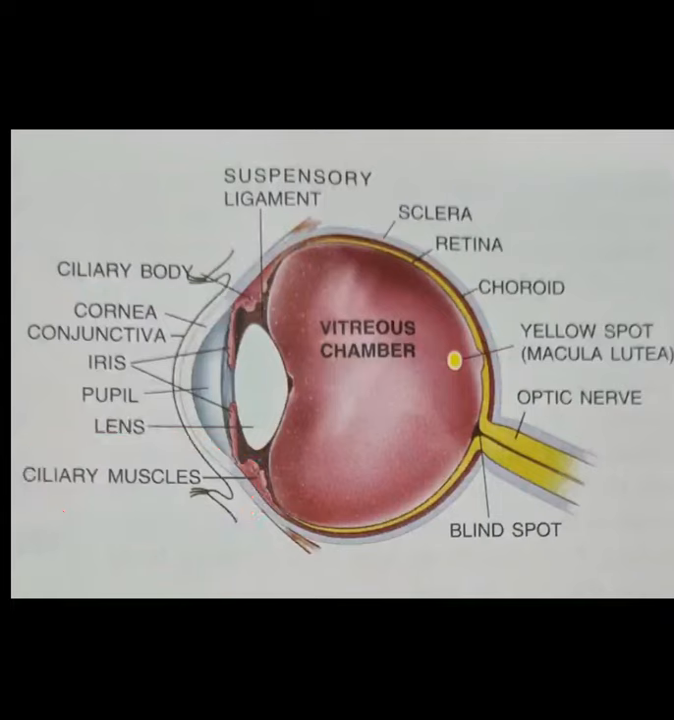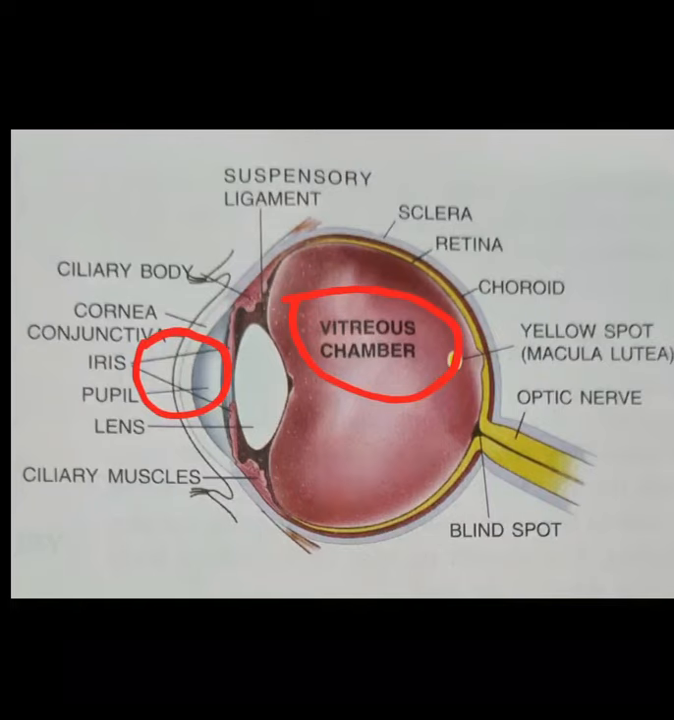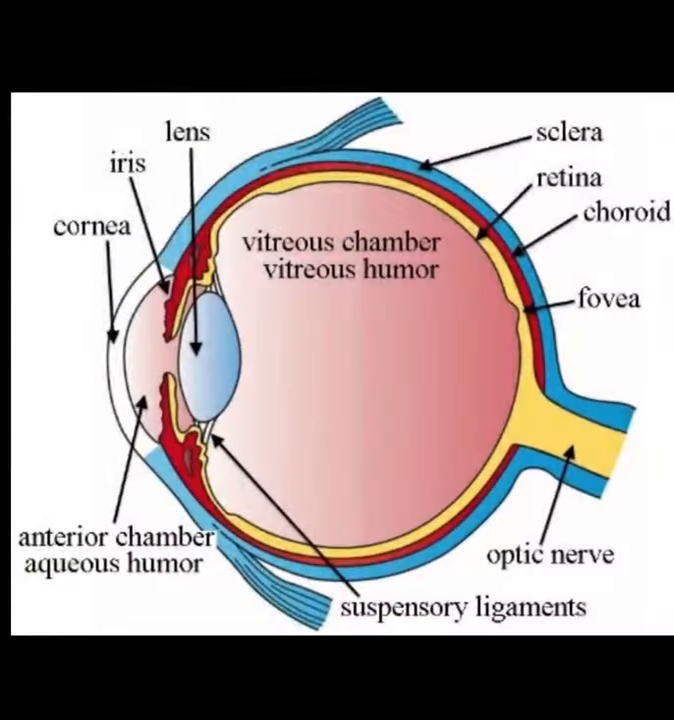After that, the next part of the eye is the two chambers which are present in our eye. The lens divides the entire inner cavity of the eye wall into two chambers. The first chamber, which is present in front of the lens, is the aqueous chamber, and the other chamber which is present behind the lens is the vitreous chamber. The aqueous chamber is present in between the cornea and the lens.